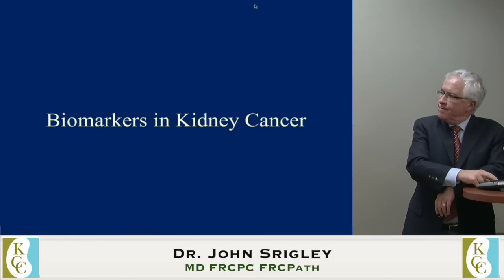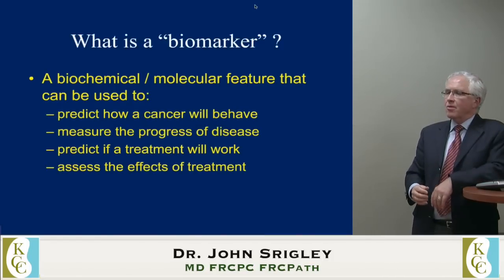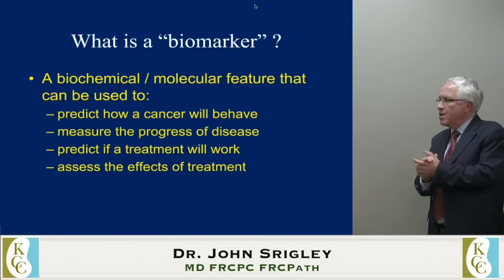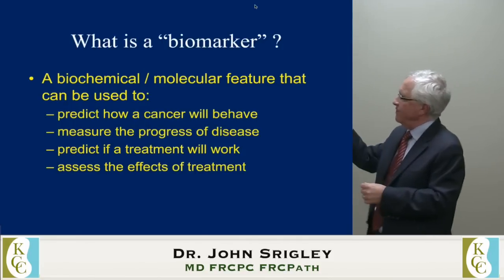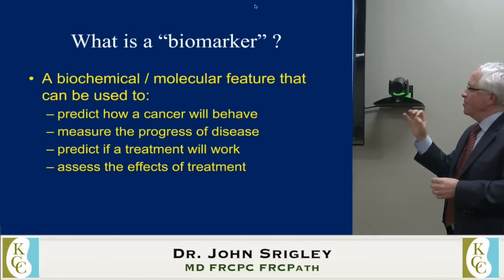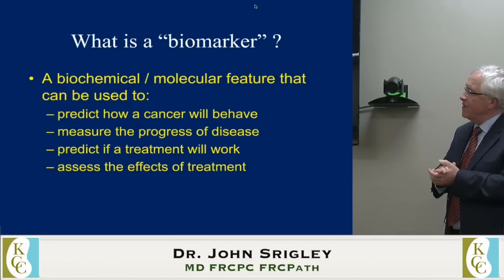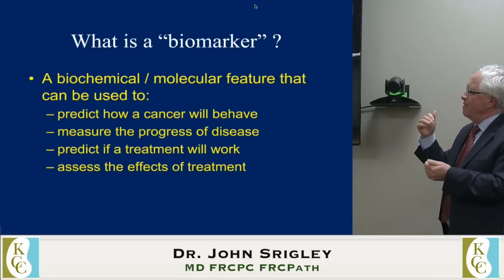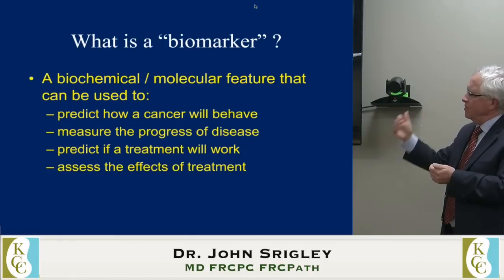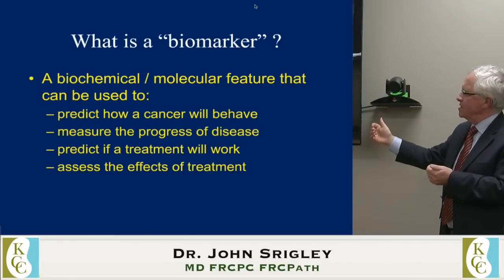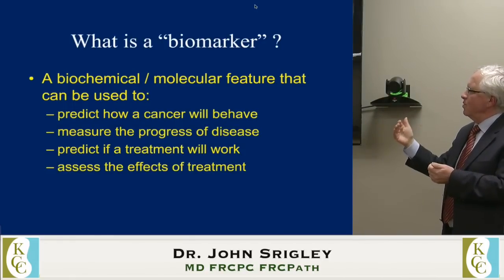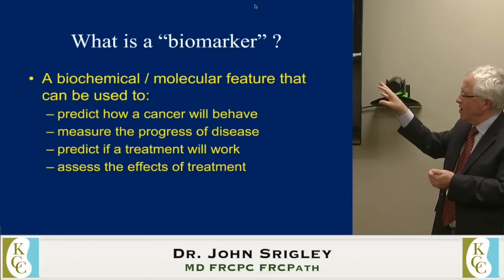What about biomarkers? Just a word about biomarkers. So what is a biomarker? Well, a biomarker is a biochemical or molecular or genetic feature that can be used to predict how a cancer will behave, could be measured to assess the prognosis or progression of a disease, or to predict if a treatment will work, or to assess the effects of treatment. So that's what a biomarker would be.